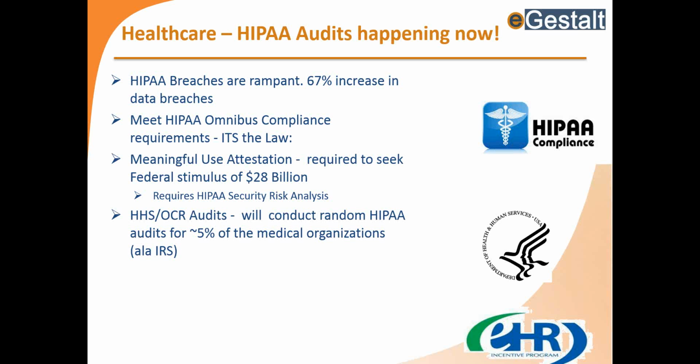And finally, HHS and OCR, the Office of Civil Rights, which is the enforcement agency of Health and Human Services, is also planning to conduct random audits. Just like the IRS, they plan to select a random 5% of the medical organizations to do an audit. And this includes both covered entities and business associates. So the enforcement is pretty aggressive, and this is already starting.